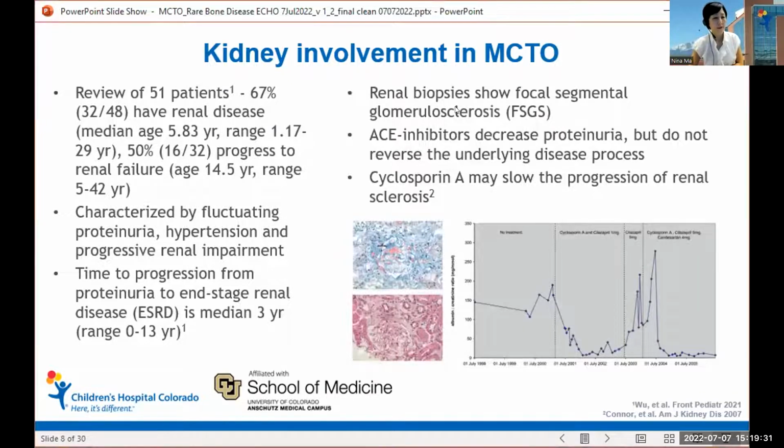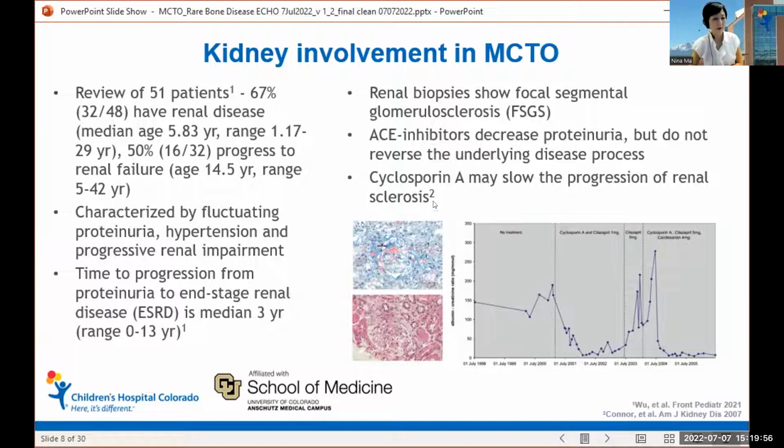So in the patients with MCTO that had undergone renal biopsies, the biopsies generally are consistent with FSGS, or focal segmental glomerulosclerosis. And clinically, ACE inhibitors have been used to try and decrease the proteinuria, although it's not known whether this treatment reverses the underlying disease process.